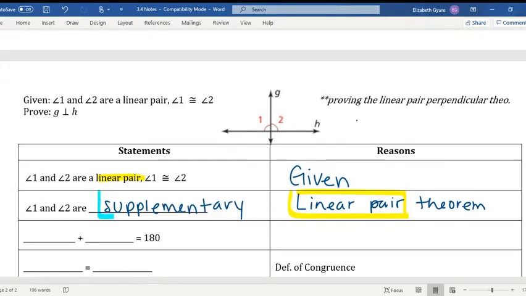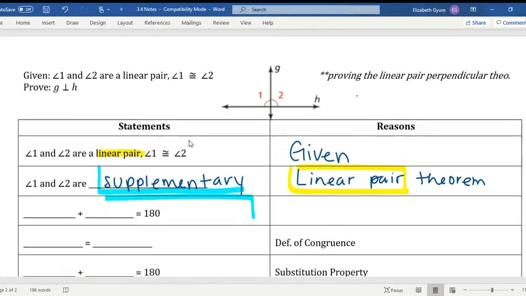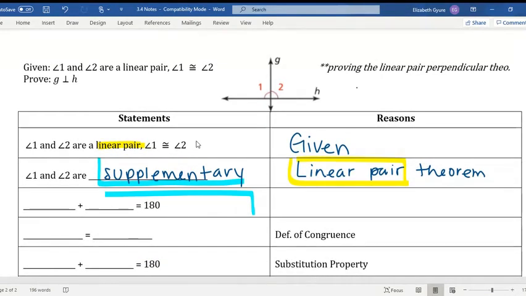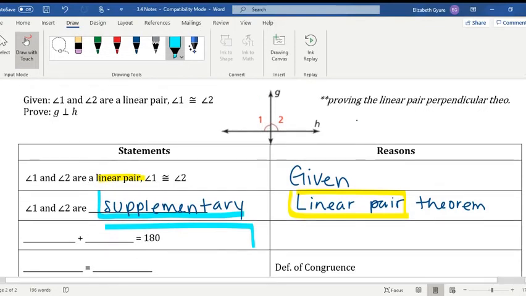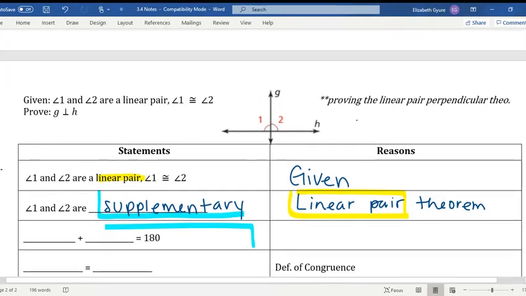Supplementary. If I give you a vocab word, you should probably use it. What does it mean for two angles to be supplementary? They had to be 180.